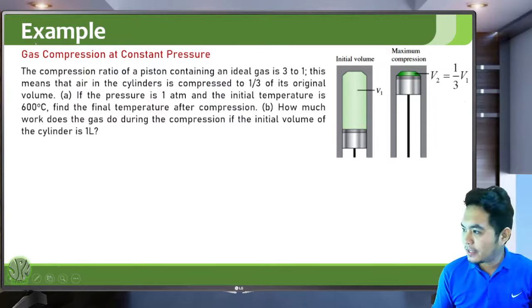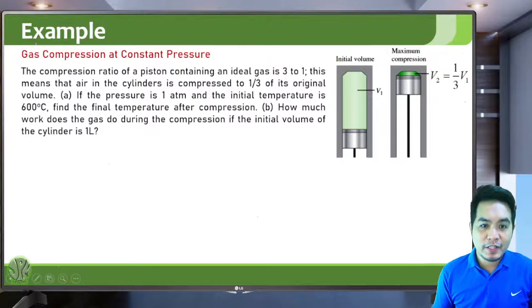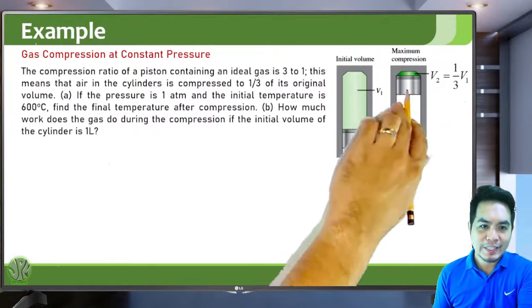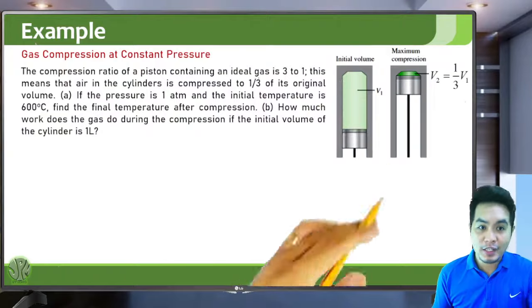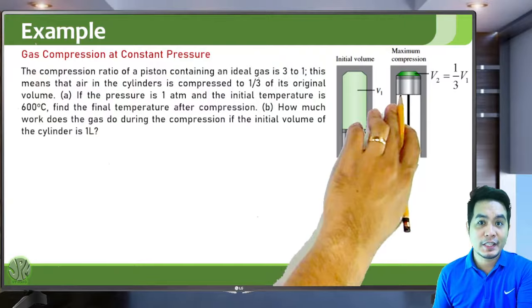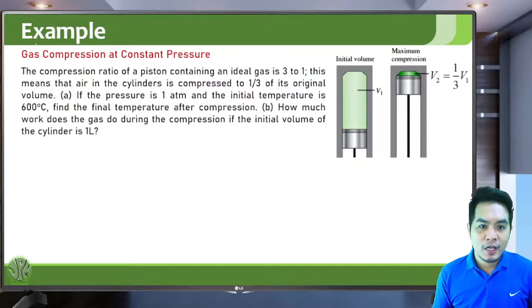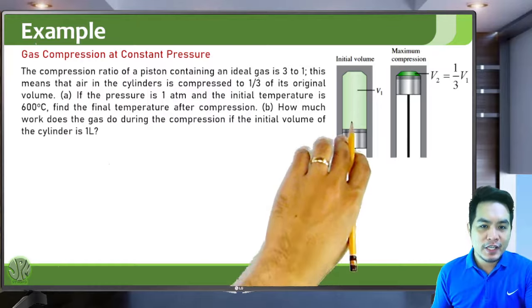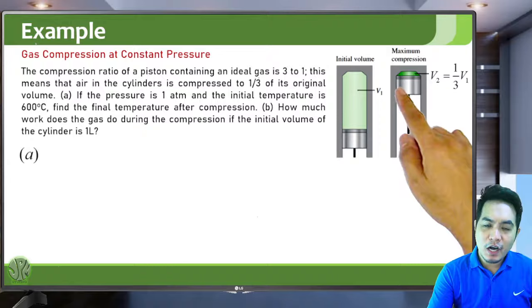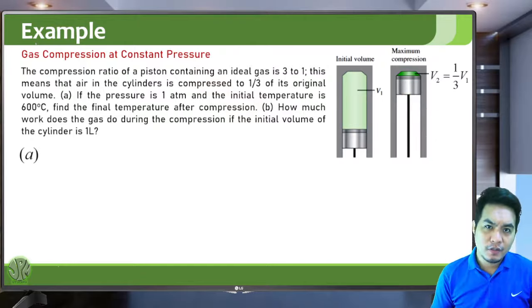So let's first start with the first problem. If the pressure is 180 m and the initial temperature is 600 degrees Celsius, find the final temperature after the compression. In this compression, again, this is at constant pressure. The pressure here is 180 m. The pressure after the gas is compressed is also 180 m. The initial temperature is 600 degrees Celsius. We are asked to find the temperature after the gas is compressed.